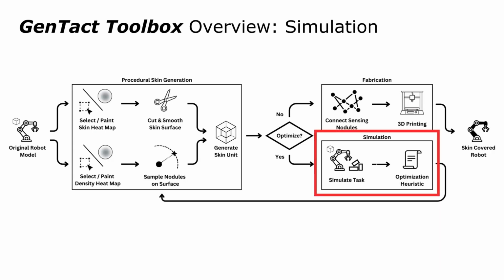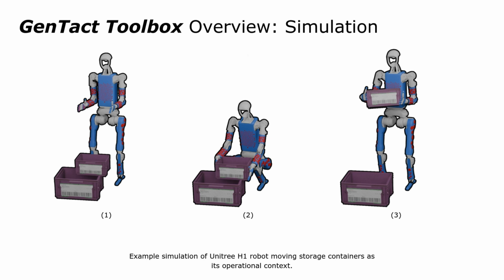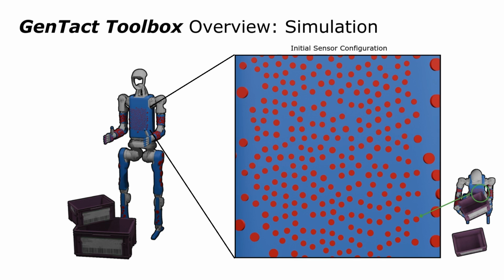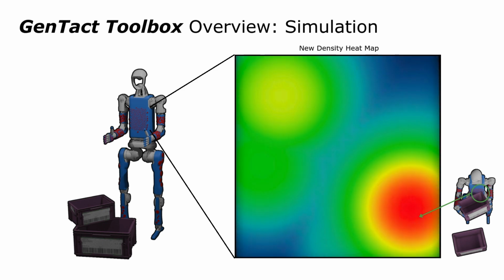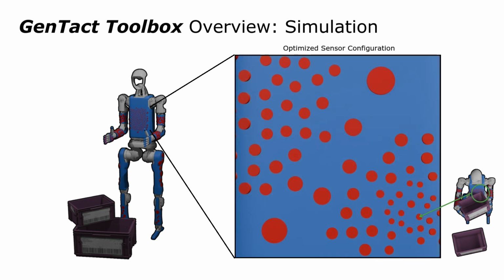The next stage in the pipeline is to simulate and optimize the density of skin based on the operational context of a robot. This stage assumes the simulated task is an accurate informer of where contact can be expected to occur. As a robot is performing its simulated tasks, each nodule records the number of times it detects contact. Using a modified low-pass Butterworth filter, the contact points can be translated to a new density heat map. The new density heat map is used to redistribute the sensors to be denser in regions of high contact likelihood and not as dense in regions with less likelihood.